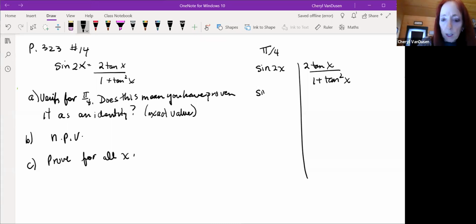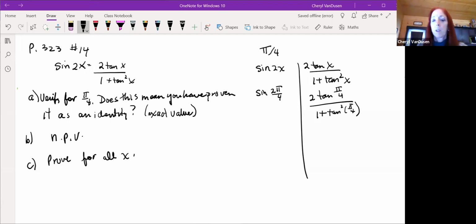So we're doing sine of 2 pi over 4 because x is pi over 4, and then 2 tan pi over 4 all over 1 plus tan squared of pi over 4. So this is actually the sine of pi over 2, right? Because 2 pi over 4 is pi over 2. Sine of pi over 2, use the unit circle, think about the sine, the second coordinate of 90 degrees. Basically, pi over 2 is 90 degrees. And so you're going to have 0. So this is going to be 0.